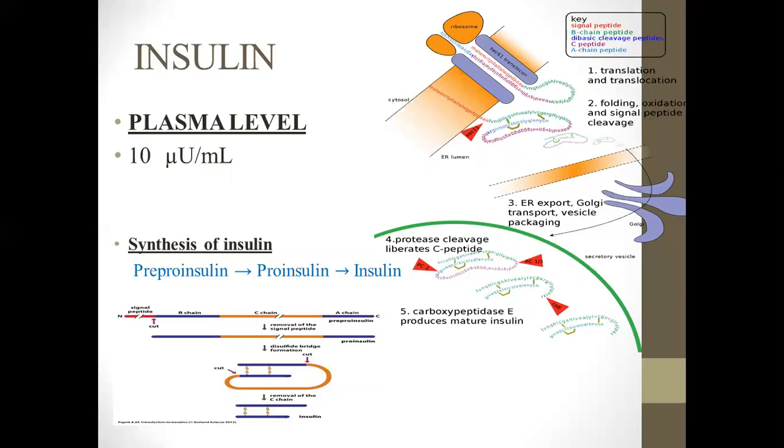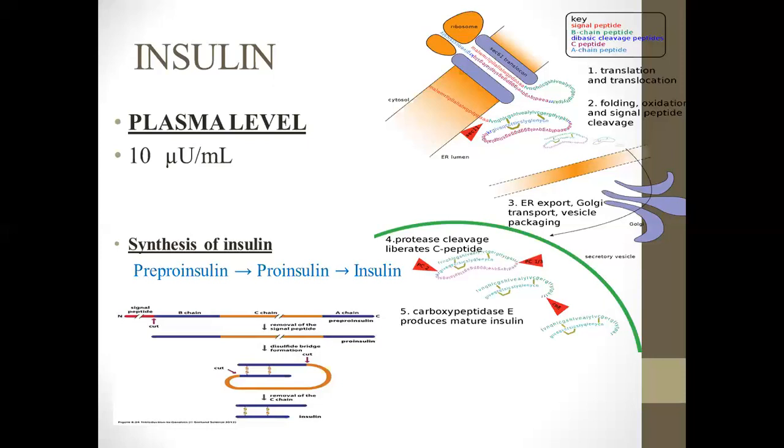Now the synthesis of insulin. Insulin is mostly synthesized in the pancreatic beta cells, first as preproinsulin, then proinsulin, and then insulin. These come from messenger RNA. When the insulin messenger RNA is produced, transcription and translation of the messenger RNA take place. Then in the ribosomes and endoplasmic reticulum, preproinsulin is converted into proinsulin, and proinsulin is then converted into insulin.